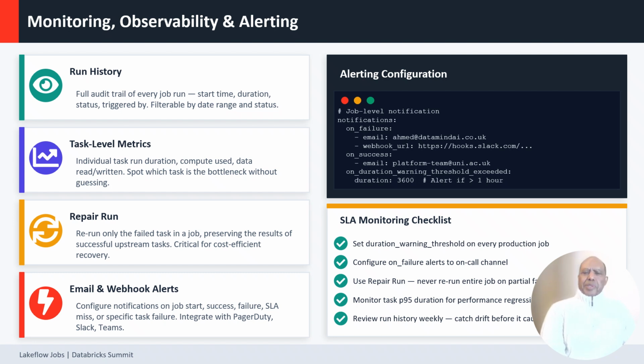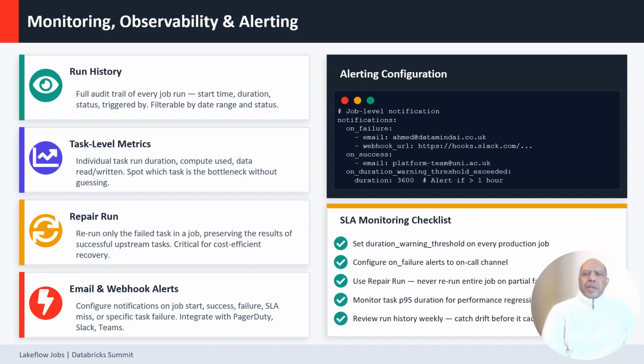Task level metrics are where you find your bottlenecks. If your job is taking 90 minutes and you are not sure why, the task metrics will show you which specific task is consuming 85% of the time. That is your optimization target.